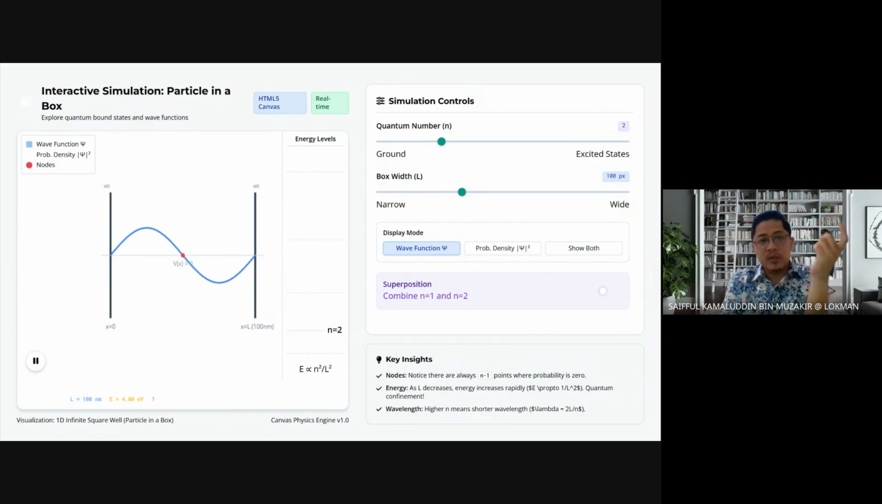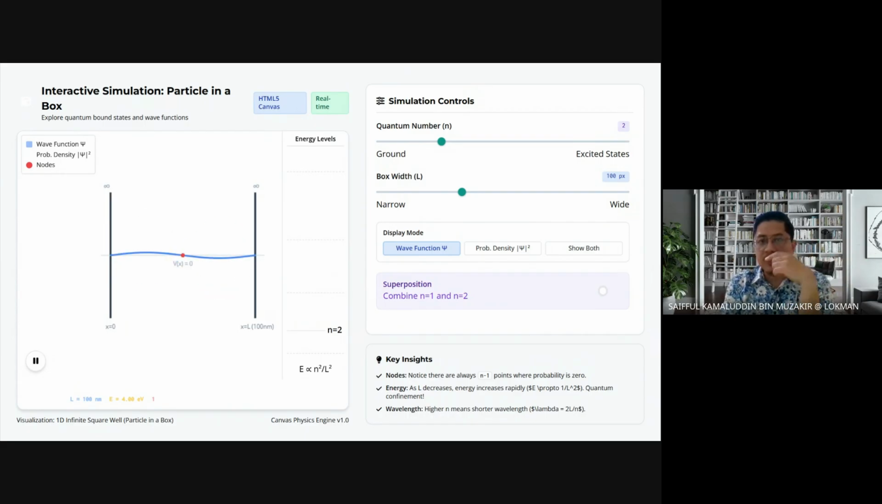So increase to N equals to 3. Now, there are two nodes. The wave has 3 lobes. E3 is 9 times E1. Keep going to N equals to 4 and 5. Now, count the nodes. It's always N minus 1.